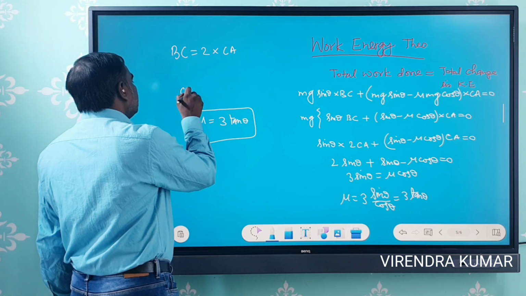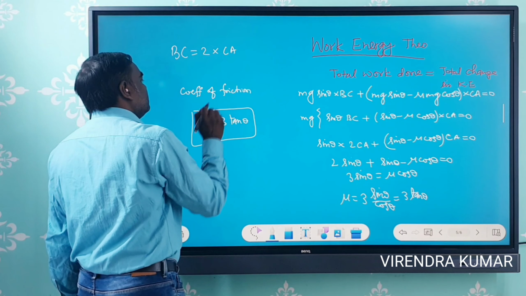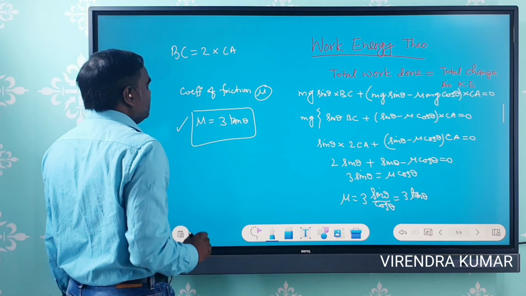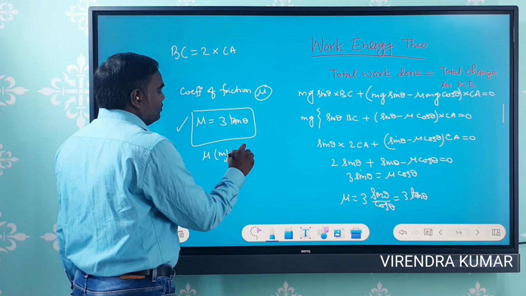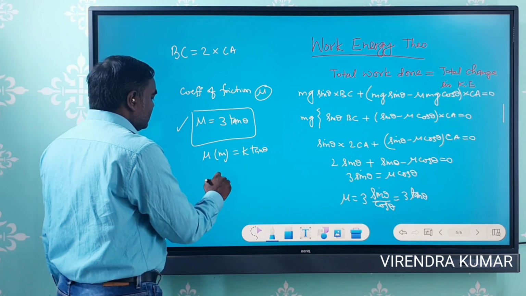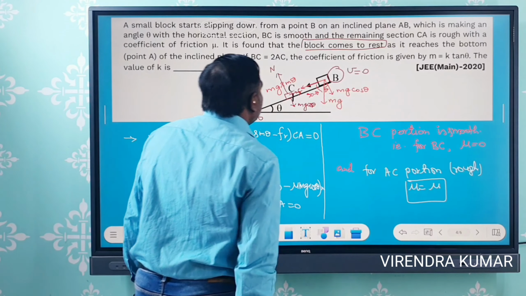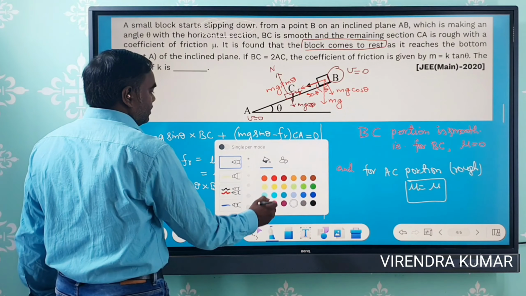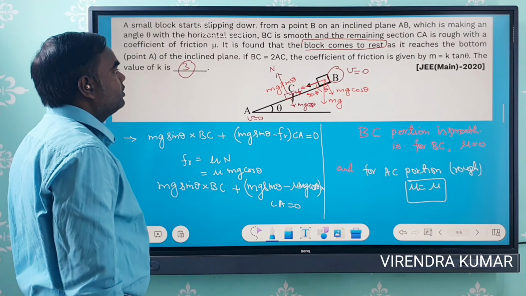That means the coefficient of friction mu can be given by this relation, and it is given that mu is equal to K tan theta. So you get that K is equal to 3. So in this option K will be equal to 3. That is the answer, right?